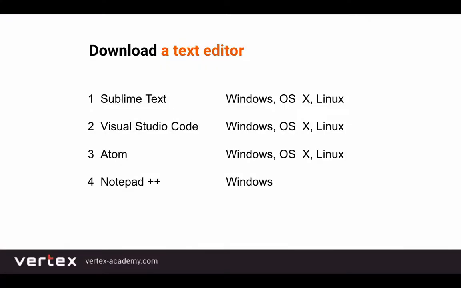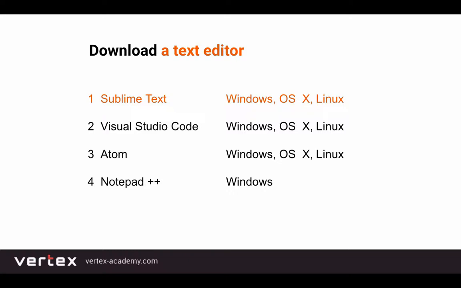There are a lot of text editors, many more than you can see here on the list. However, these four are the most commonly used. All text editors differ mainly in terms of their functionality and the platform they can work on. For example, Notepad++ works only on Windows. Sublime Text works on Windows, OS X, and Linux. So we will be using Sublime Text in this course.